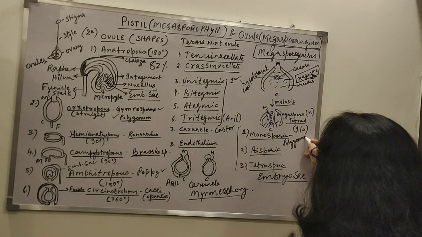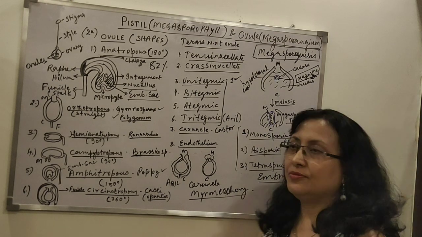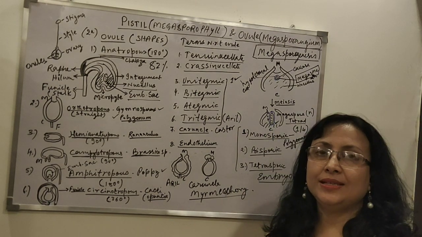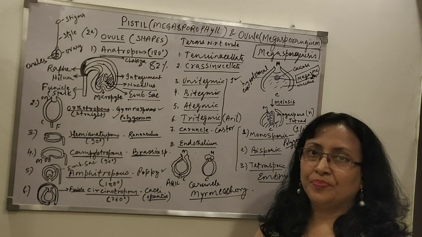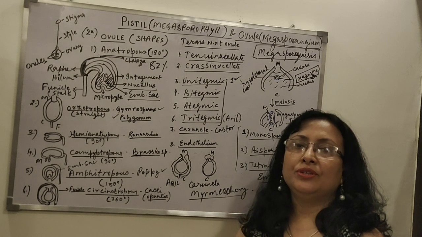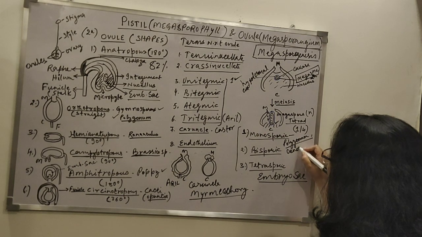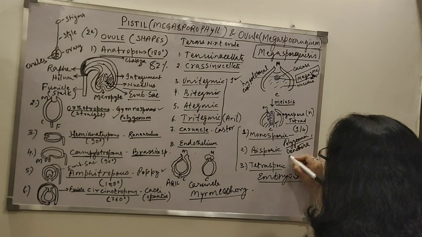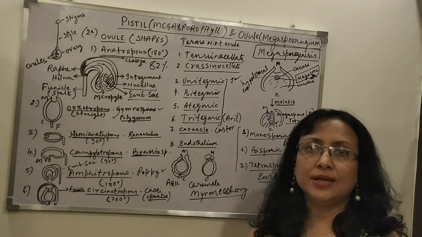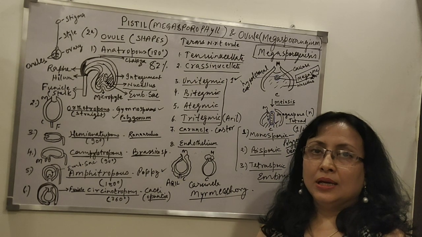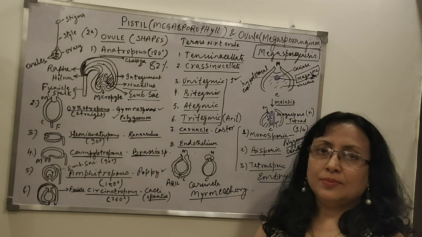In fact, this is the one which you also study in the further class. It is called a 7-celled 8-nucleate embryo sac. But it's not just polygonum, even Oenothera is also monosporic, though it is a 4-celled 4-nucleate embryo sac. I'll discuss this briefly in the next class.